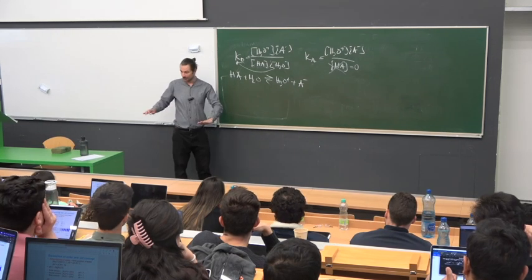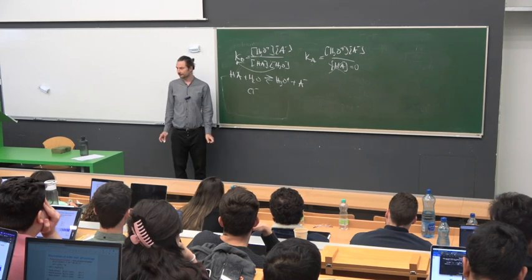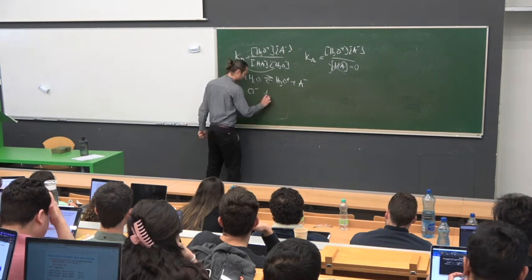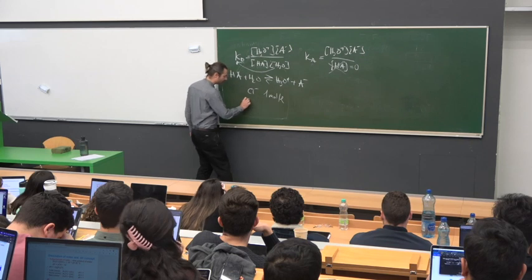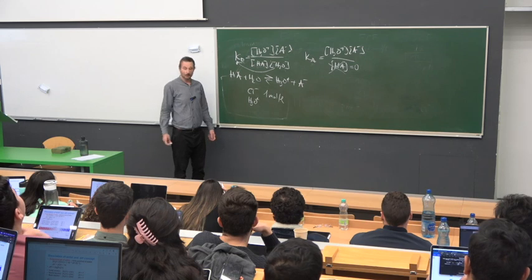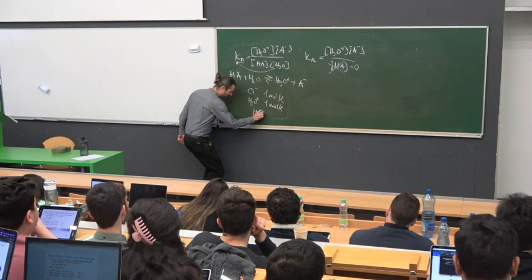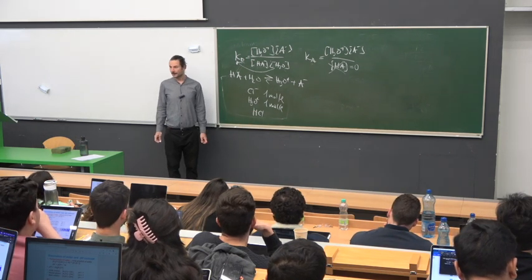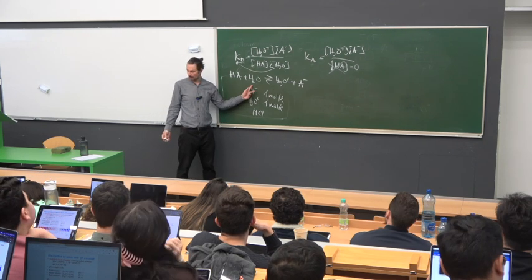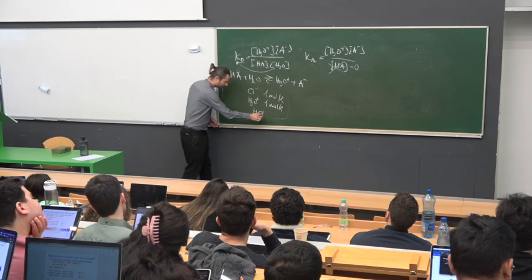What is going to be at equilibrium? What is going to be the concentration of chloride ions? 1 mole per liter, right? What is going to be the concentration of the hydronium ions? 1 mole per liter. What is going to be the concentration of HCl, of hydrochloric acid? It's going to be zero, right? Because everything has split into chloride and hydronium, right? It's going to be zero.